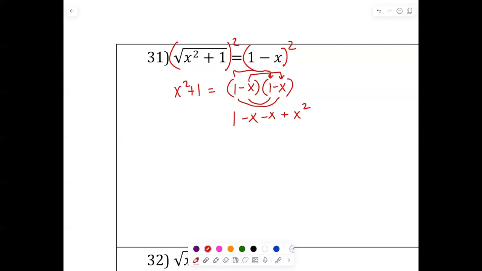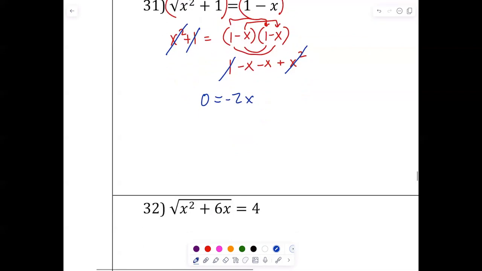So now you recall what happens to the x squared? Cancels. What happens to the 1? Cancels. 0 equals -2x. Divide both sides by -2, so x equals 0. Everybody good with that? Yeah, I just simplified. You're 100% correct. Very good. Simplified. What? Come on.